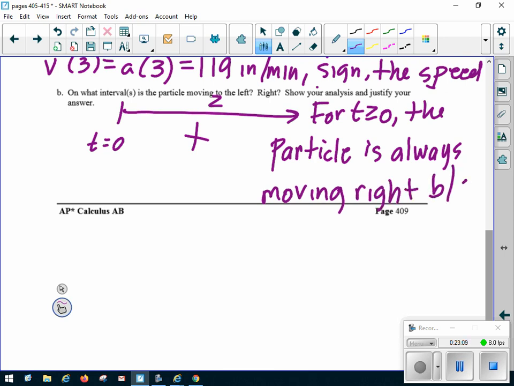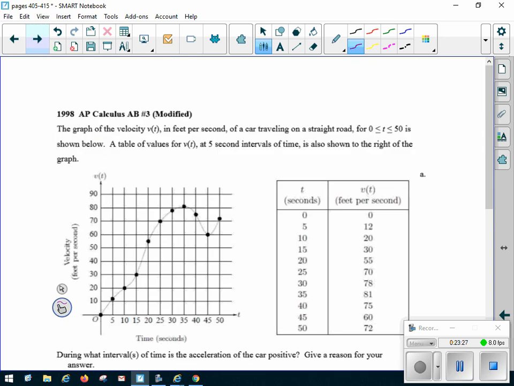Because v of t is positive. Okay? Now, folks, all we've got left is AP problems or modified AP problems. Sometimes, like on this first one, Sparks took it and just changed it up a little bit. So this is a version of the 1998 AP Calculus exam problem number 3.